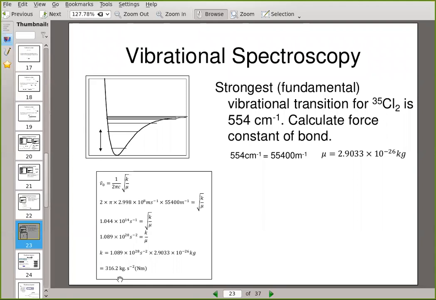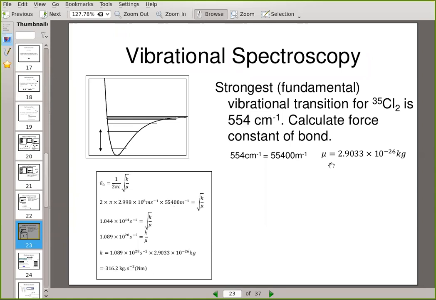Now, it would be interesting if we were to explore other isotopes of chlorine. We could have a look at 37Cl2, and look up those exact masses. But the interesting thing is that 35Cl2 and 37Cl2 are identical chemically in terms of the electrons. You would start off with a different fundamental transition because they're heavier atoms, but the force constant for 37Cl2 would be the same.